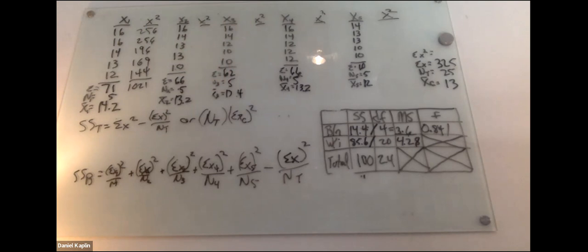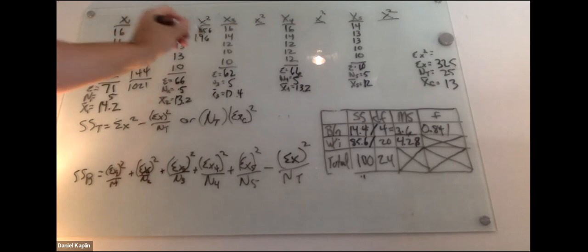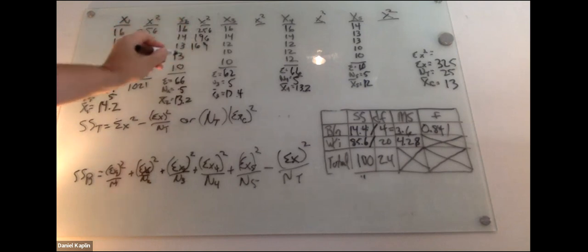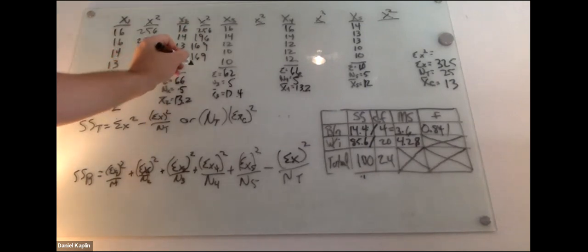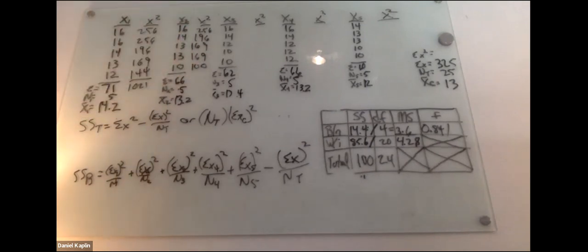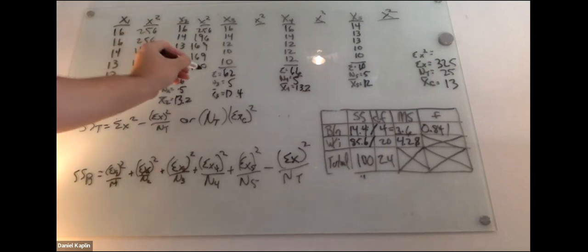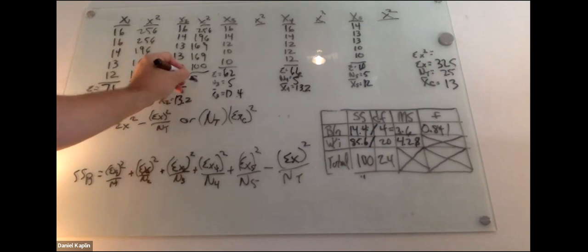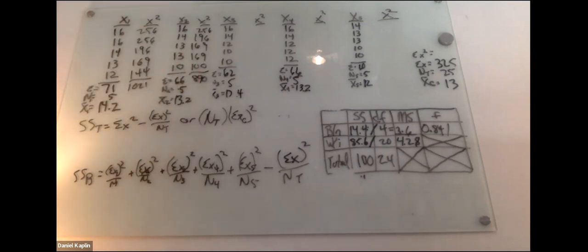Now let's move to the second column. Again, 16 squared is 256. 14 squared is 196. 13 squared is 169. 13 squared is 169. Again, we're just taking the number and squaring it. And 10 squared is 100. Okay. If we add that column up, we're going to get 890. Great.